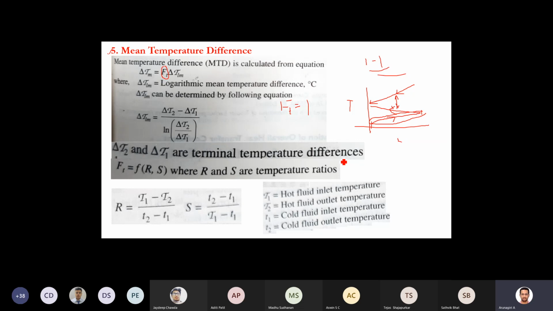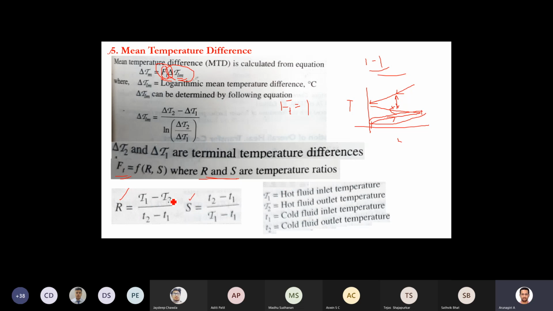In such cases, we have to account for this. We have to calculate this. We have to correct this delta T m. This delta T LM, logarithmic mean temperature difference, or LMTD, has to be corrected using this FT, the LMTD correction factor. This correction factor is normally a function of two factors, R and S. One is called the capacity ratio, another one is the effectiveness of the exchanger.